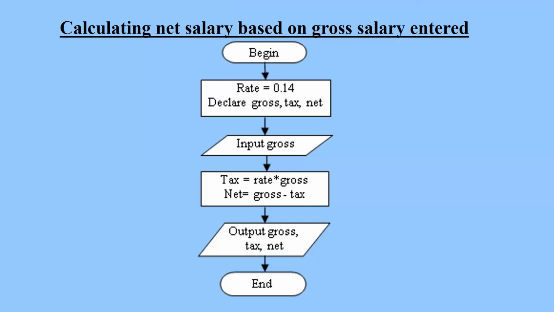And then we display gross, tax, and net. We output gross, tax, and net. Therefore, the symbol we use is a parallelogram, which is used for both input and output. It is the one you used for inputting gross, and the same one we are using for outputting the gross salary, the tax, and the net. So we use a parallelogram for output. And we end. So begin, end: all the activities are carried out in between begin and end.